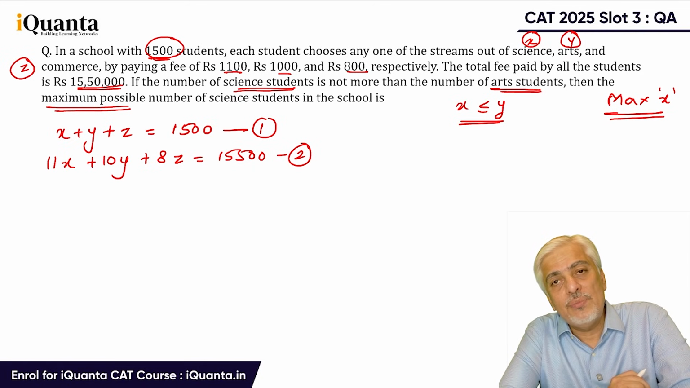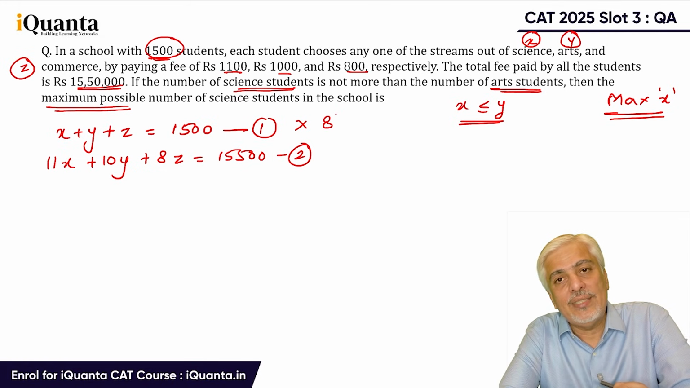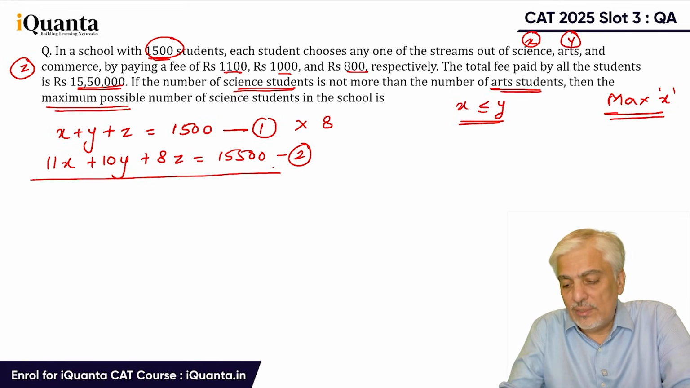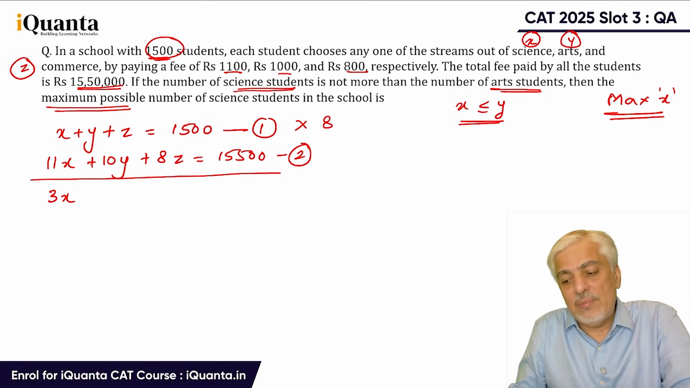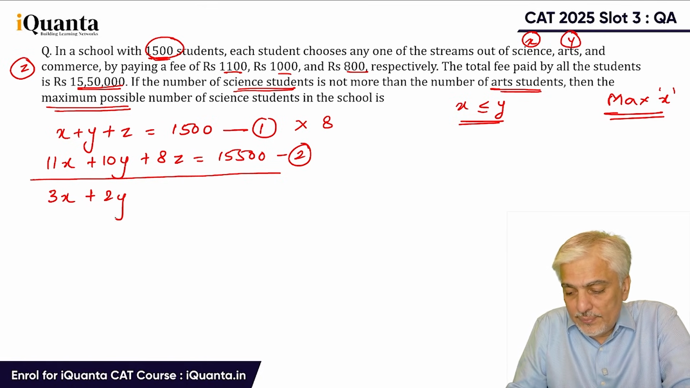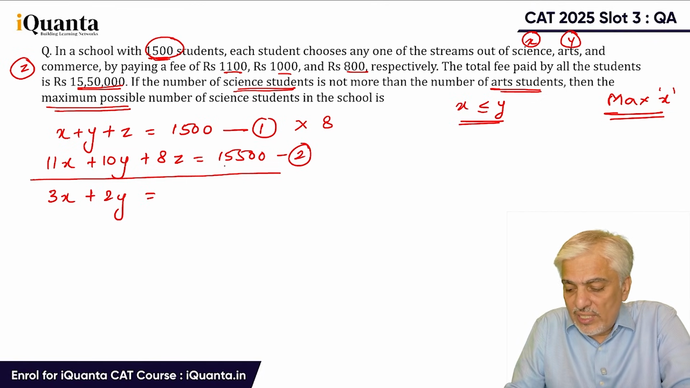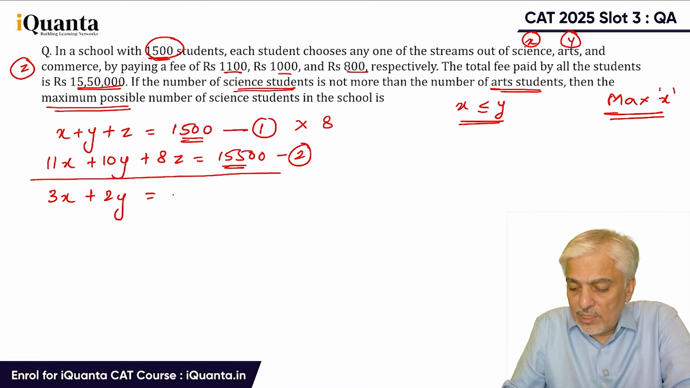Now understand, I don't want anything to do with z in the questions. Can I first just simply take the two equations and eliminate z? That means multiply the first equation by 8 and subtract the two equations. If I do that, equation 2 minus 1: 11 minus 8 is 3x, 10y minus 8y will give me 2y, 8z minus 8z will give me 0. 15,500 minus 12,000, 8 times 1500 is 12,000, so that will give me 3,500.